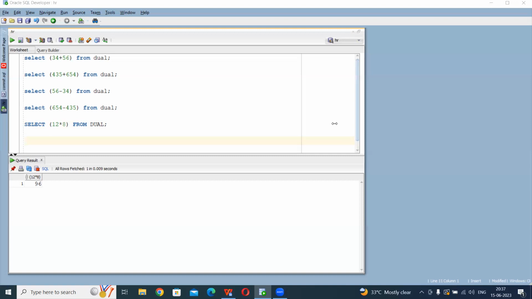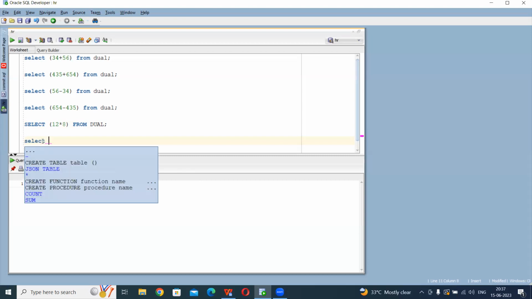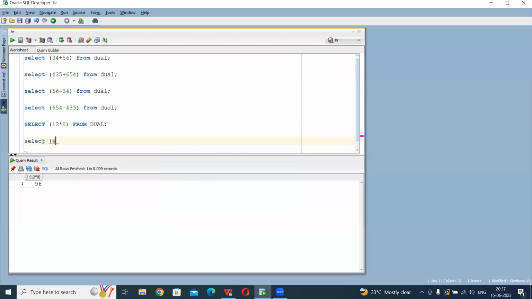So now we'll go for writing of another query. So here I have written my query starting with select keyword. After that, I have opened parenthesis. Now I wanted to perform multiplication between 45 and 76. So I have written the same. After that, I have mentioned from clause. Immediately after from clause, we need to mention table name, from which table we wanted to retrieve data.